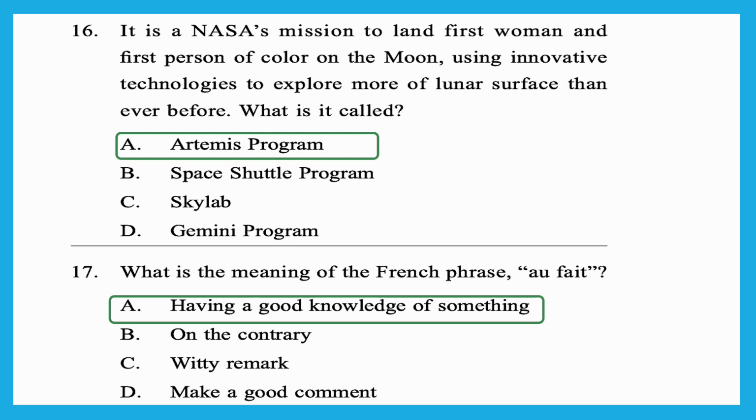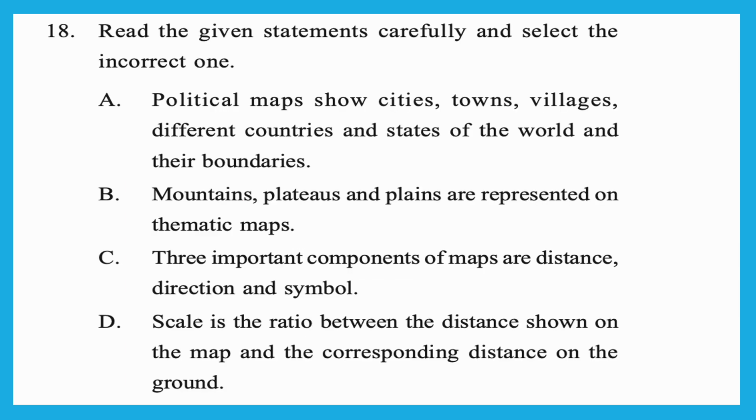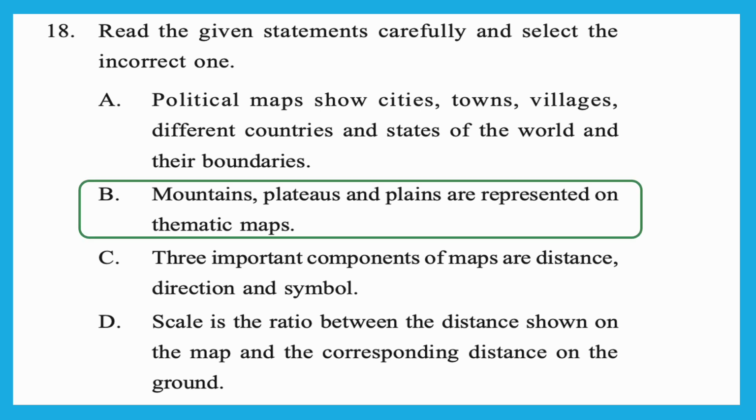Question 17. What is the meaning of the French phrase OFA? Answer is option A, having a good knowledge of something. Question 18. Read the given statements carefully and select the incorrect one. A. Political maps show cities, towns, villages, different countries and states of the world and their boundaries. That is correct. B. Mountains, plateaus and plains are represented on thematic maps. No. This is incorrect because mountains, plateaus and plains are represented on physical map. So we got our answer, that is option B, and this is the incorrect statement.